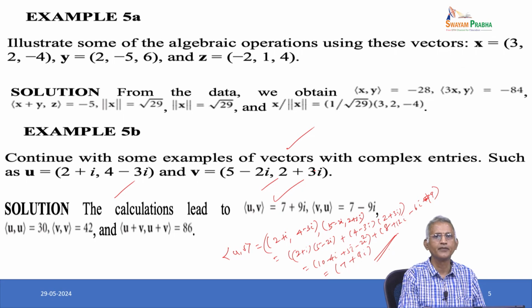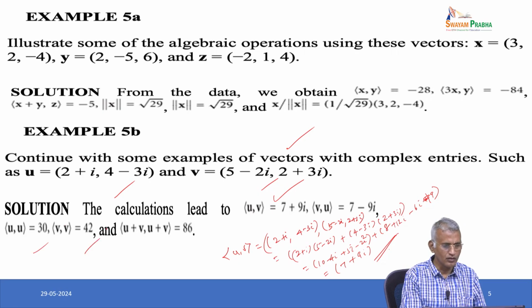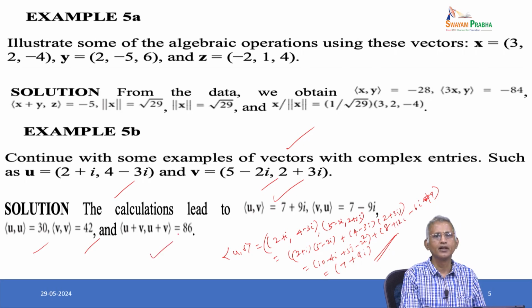This is the way we can calculate u comma v. Similarly, v comma u is obtained by reversing it to v and u, because you have to take the conjugate, so we will get 7 minus 9i. And for u with u, and v with v, simply multiply them, v with v equals 42, and for u plus v with u plus v we get 86. This way we can calculate the values of uv, vu, uu, vv, and u plus v and v plus u.